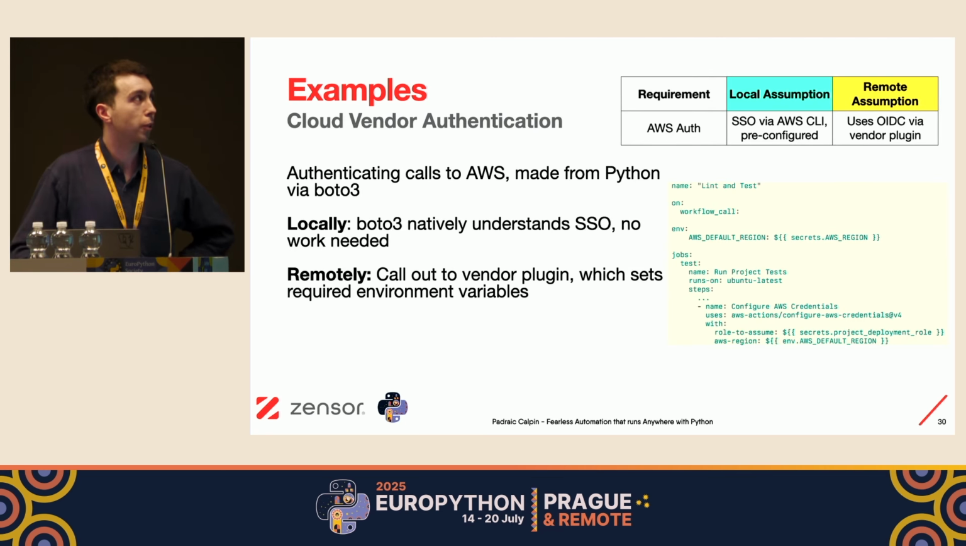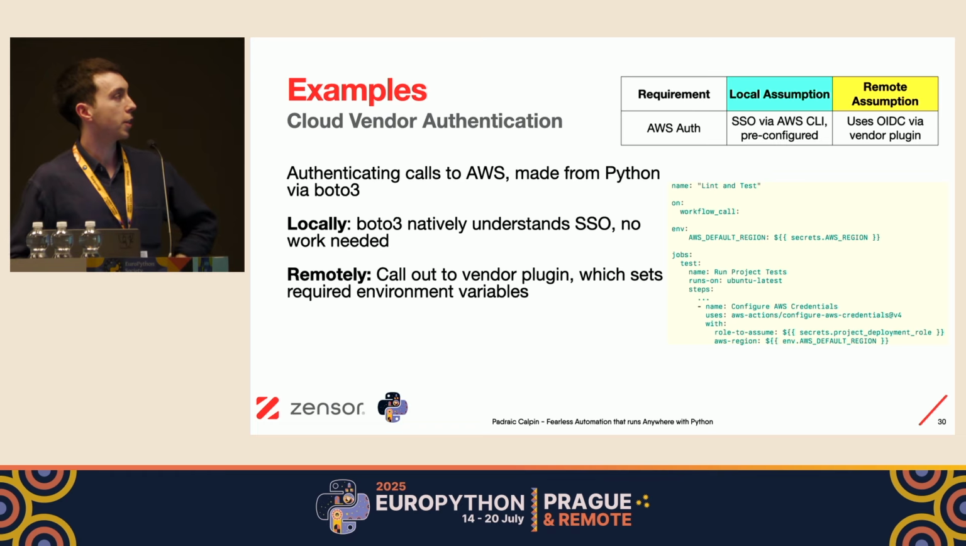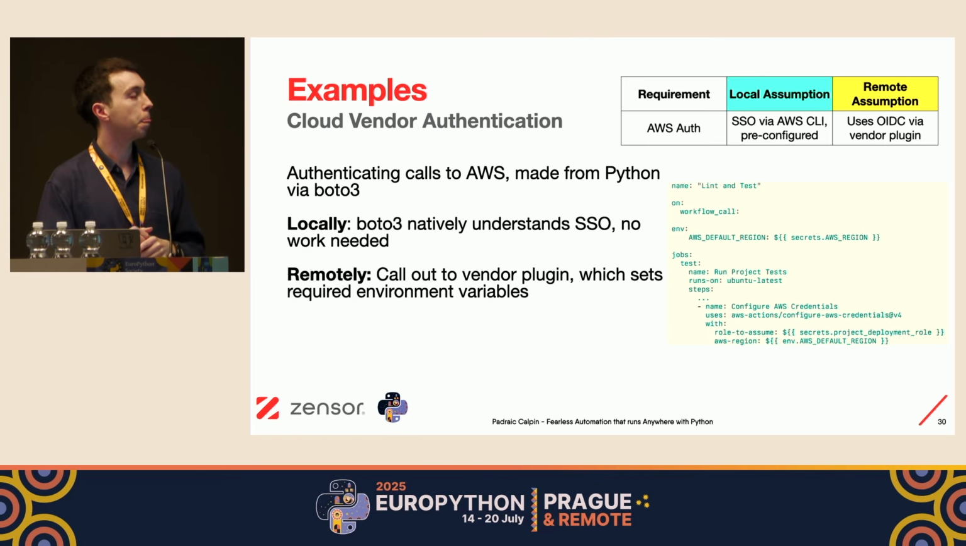As another example, we can look at cloud vendor authentication. This is conceptually similar to the other example, but slightly more complicated when it comes to doing it remotely. So if we want to interact with AWS to do things like inject secrets into our pipeline, we'll probably be using Boto3. And Boto3 also has its built-in mechanisms for discovering configuration.